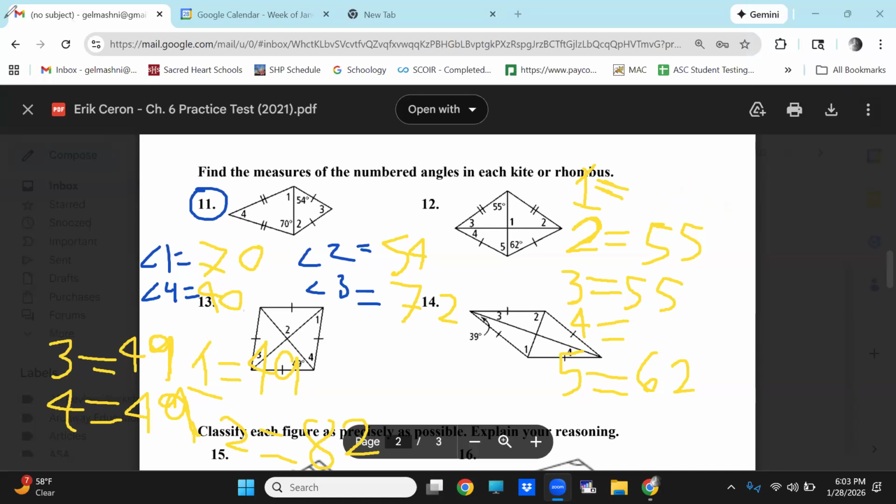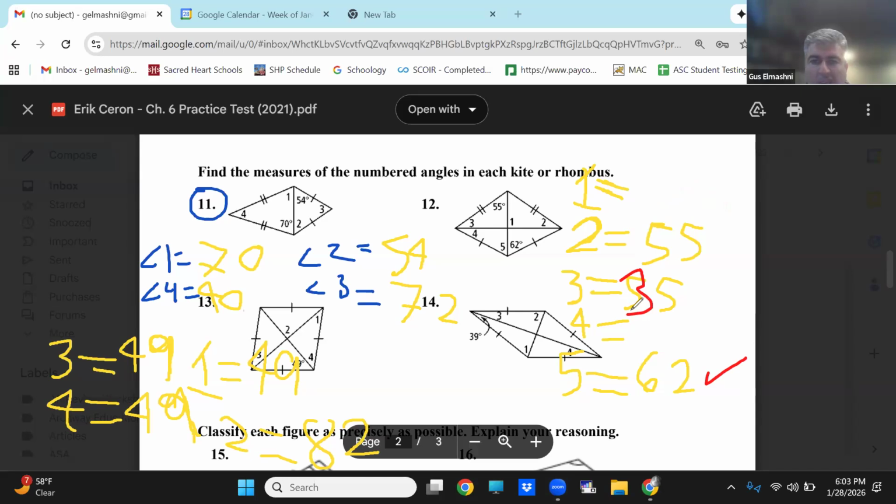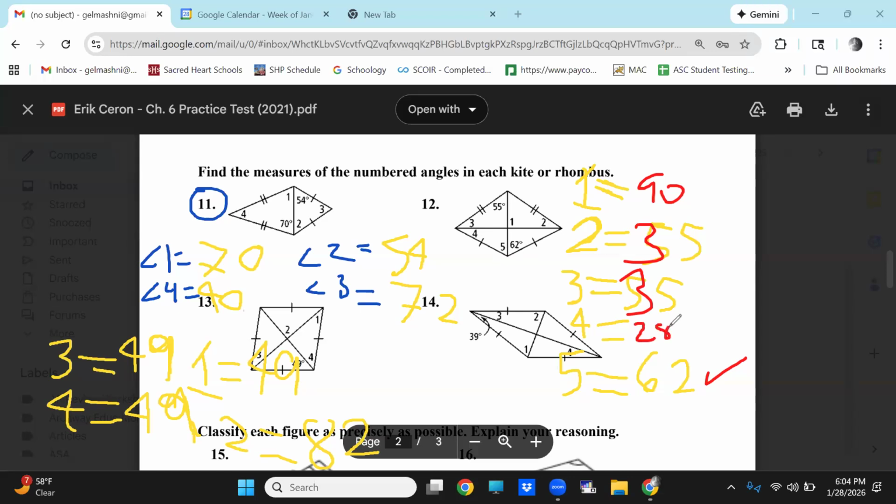So then what about angle 3? Is it 55? It's 35. And angle 1 is 90. Now I'm starting to see it. Angle 2 is 35 because you have an isosceles triangle here. And angle 5 is 62. Angle 4 is 28. Okay, I see it now. I did not realize that.